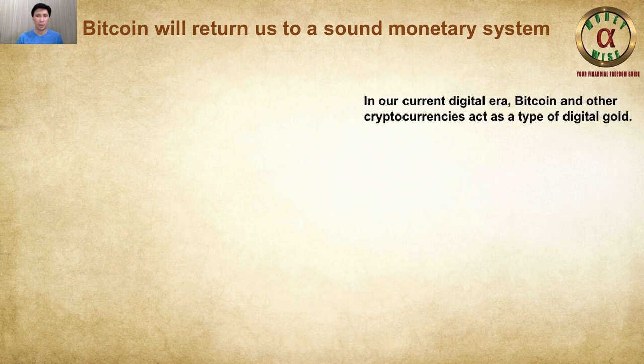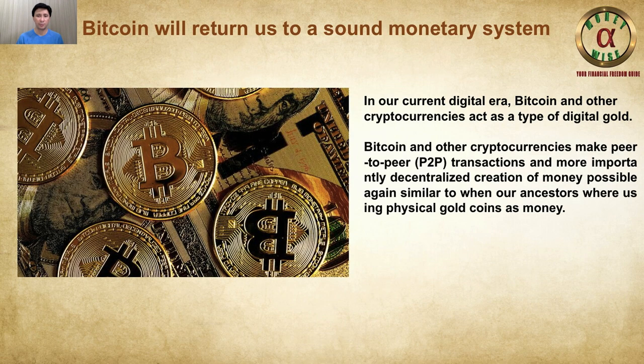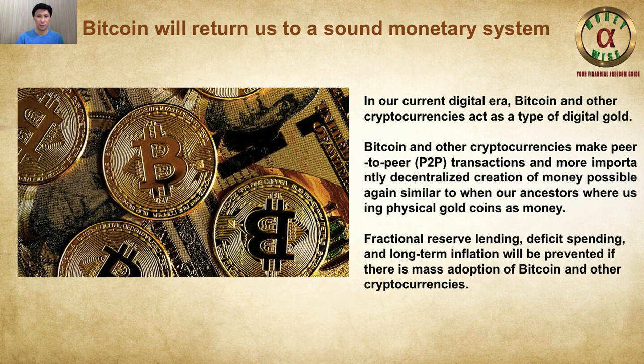So in our current digital era, Bitcoin and other cryptocurrencies act as a type of digital gold. So Bitcoin and other cryptocurrencies make peer-to-peer transactions and, more importantly, decentralized creation of money possible, similar to when our ancestors were using actual physical gold for trade and barter, right? So fractional reserve lending, deficit spending, and long-term inflation will be prevented if there's mass adoption of Bitcoin and other cryptocurrencies.